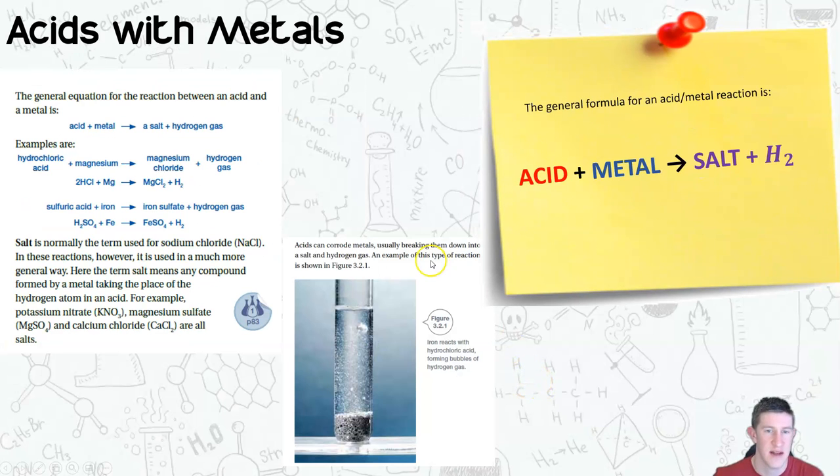Acid with a metal produces a salt and it produces hydrogen gas. So rather than salt and water, when we add a metal to an acid, it dissolves it, creates a lot of bubbles, and those bubbles are actually hydrogen gas. So again, we can figure out what that salt is by elimination. If we know that it's making H2, we can look at the left-hand side, remove the H's, and figure out what that salt is going to be. So remember that an acid and a base makes salt plus water, and an acid and a metal makes salt plus hydrogen gas.